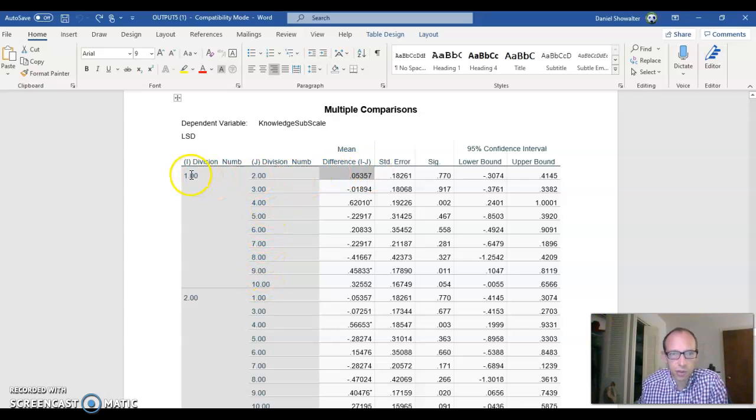But this would be saying between divisions 1 and 2, and specifically I minus J. So division 1, on average, scored 0.053 points higher than division 2 on the knowledge subscale. Here's our standard error, and our p-value for that difference. Is that difference strong enough between the two sample groups that we think it exists in the population? And then where are we pretty sure that mean difference lies? Our confidence intervals. As you can see, it could be that group 1 is higher, or it could be that group 2 is higher in the population, which is why it's not statistically significant.